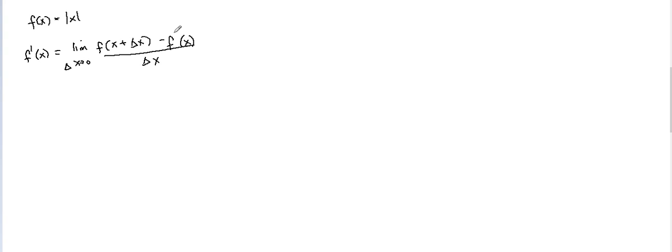Alright. So, since our f of x is the absolute value, i-write lang natin to, magiging limit ang ating f of x plus delta x, magiging absolute value of x plus delta x minus yung ating original function, which is absolute value of x all over delta x as delta x approaches 0.